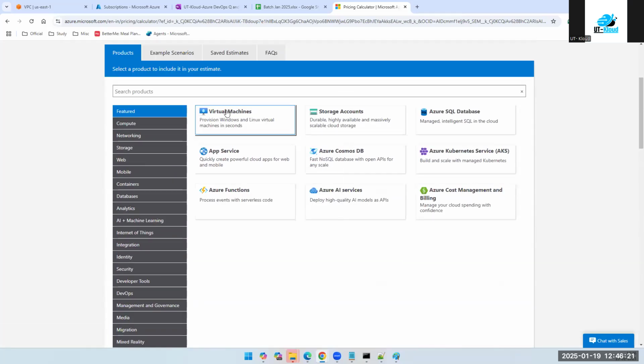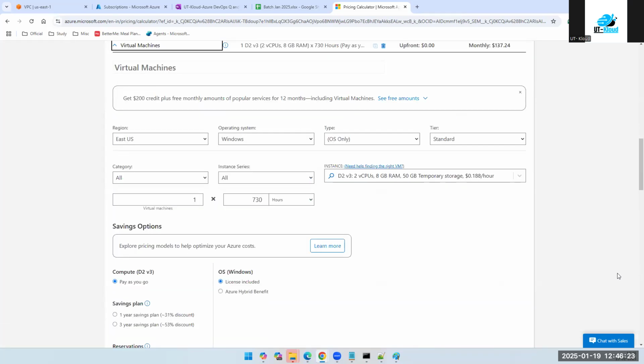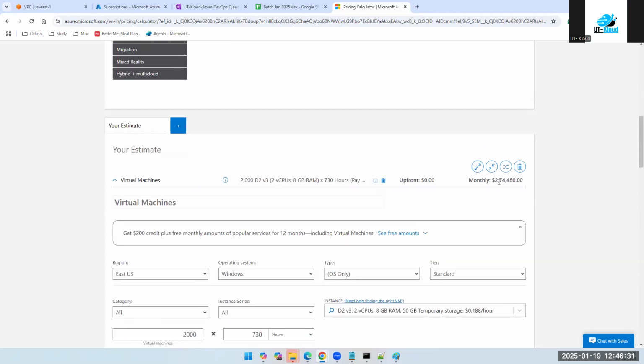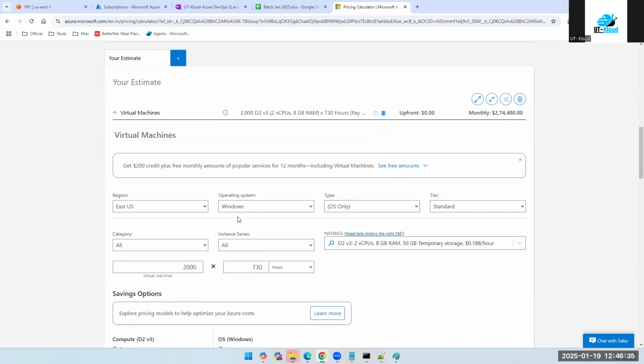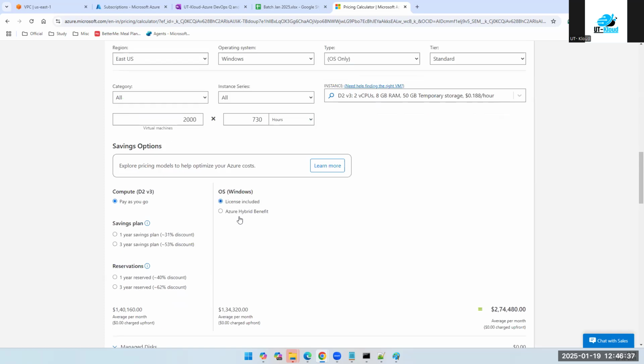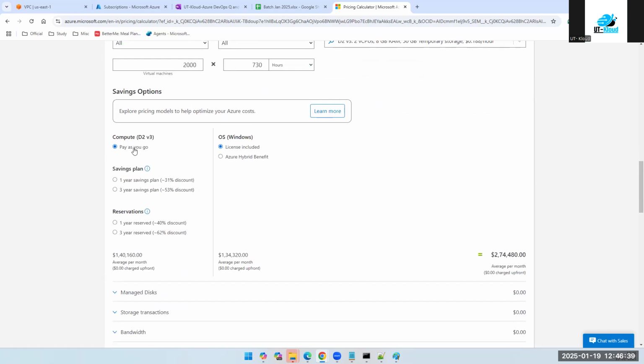Let's say I'm talking about machines. How many machines am I talking about? 2,000 machines. How much am I paying? 2,74,000, in this region. And which model is this? Here it is. This is pay as you go.